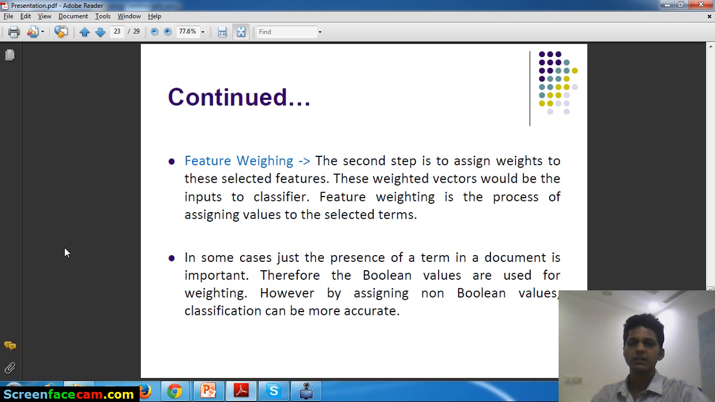And in some cases, we can assign weights using Boolean values, or generally we do it using natural numbers on a scale of 10. So that could be anywhere between 1 to 10.